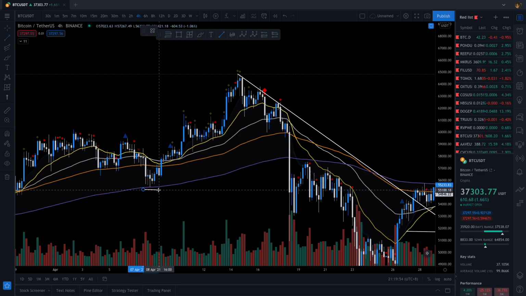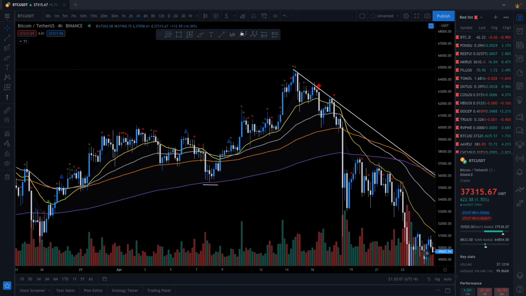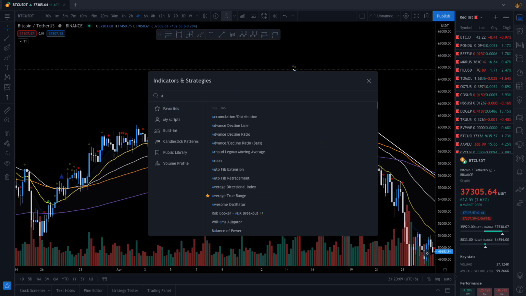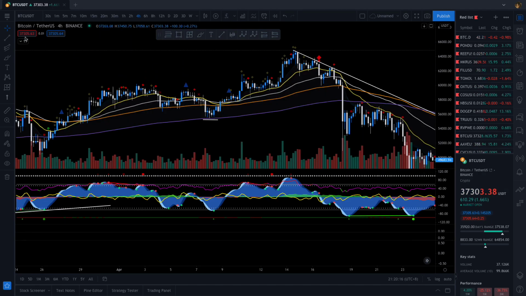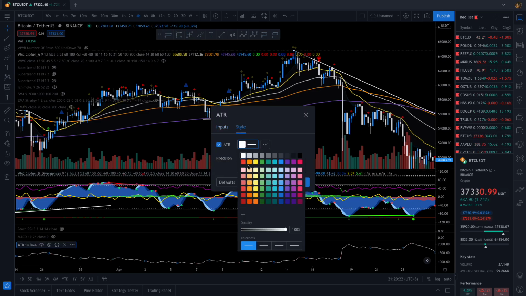But what if you set your stop loss a bit too tight and there's not enough wiggle room for the price to play around with? So here is an indicator that I tend to use to set a stop loss. If you just go into indicators, go search up something called average true range. Now, if I bring this up, it is a little bit dark. It is a little bit hard to see, so I'm just going to change it to white.